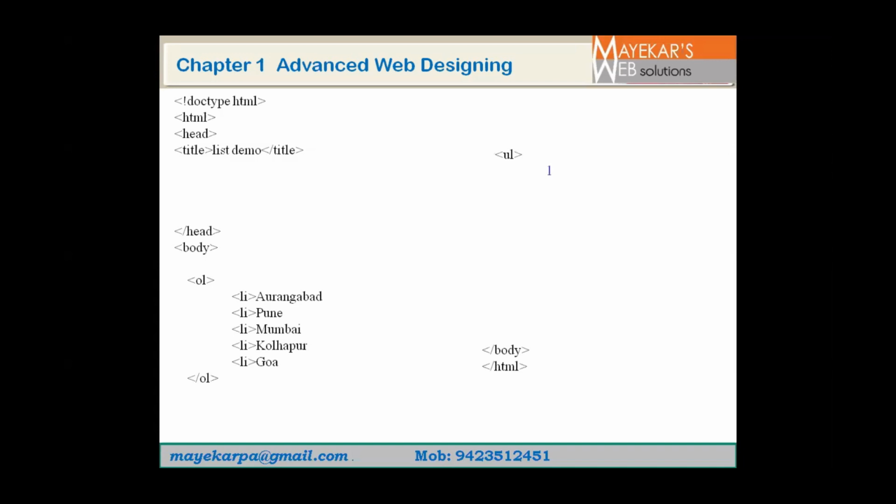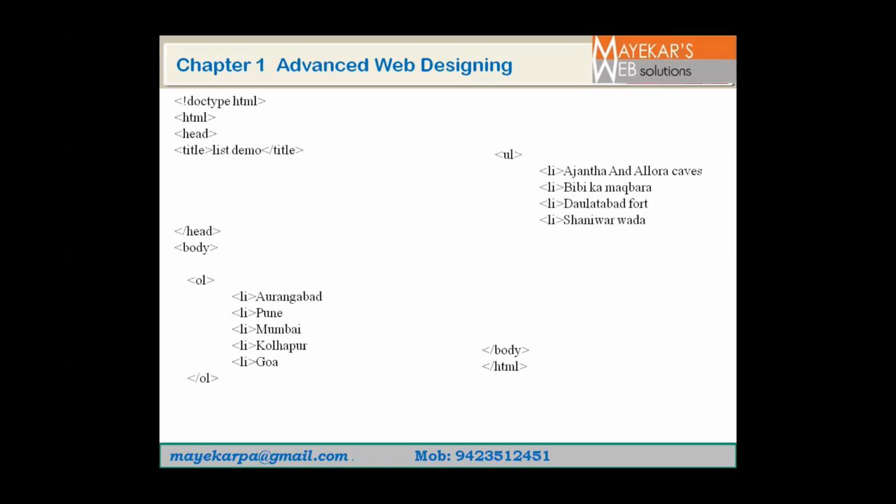First list item is Ajanta and Ellora caves. Second list element is the Bibi Ka Maqbara. Third list element is Daulatabad Fort. All these three tourist places are in Aurangabad.